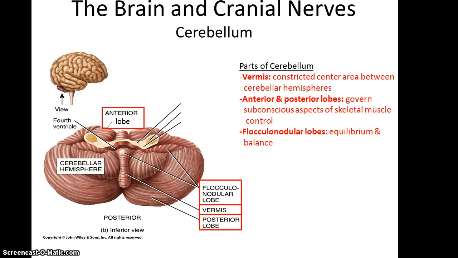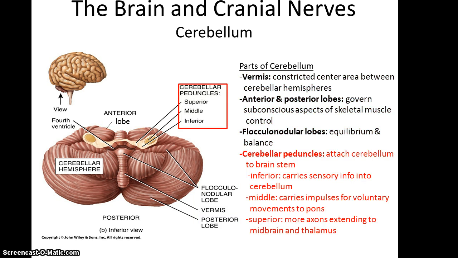If you look on the outside of the cerebellum, on the posterior side, you can see what's called the vermis, which is a constricted center area between the two cerebellar hemispheres, connecting the two hemispheres. There are also anterior and posterior lobes, front and back, and these help govern subconscious aspects of skeletal muscle control, such as muscle tone. And then you have the flocculonodular lobes, which are more in the middle area, and they're involved in equilibrium and balance.